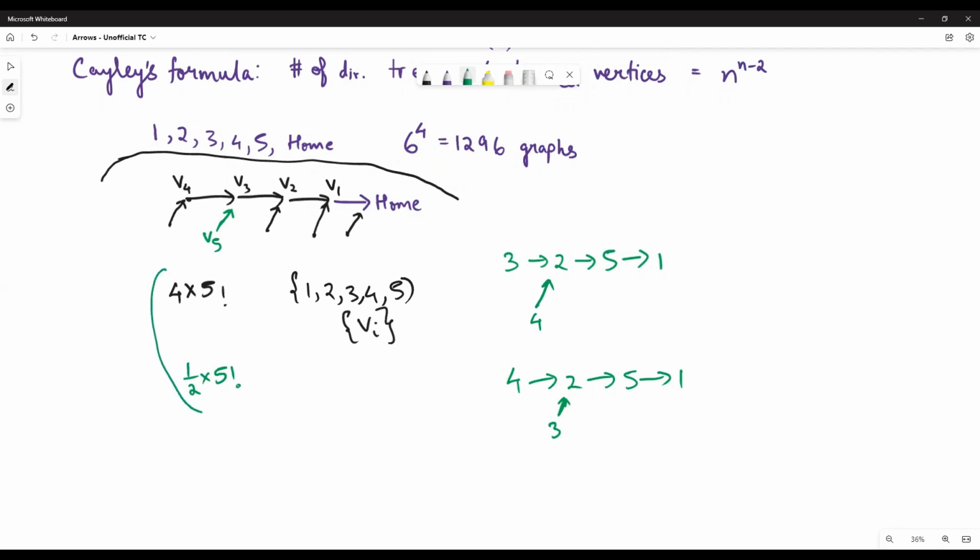And these are the cases we have to subtract from 1296. So this becomes 4 into 120, 480, and this becomes 60. 480 plus 60, 540. And we subtract 540 from 1296, get 756. That's our answer. Did people get this?